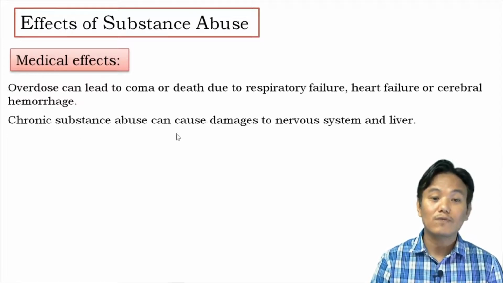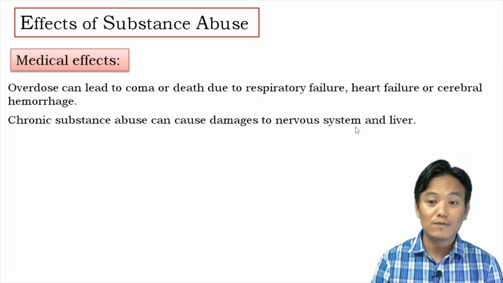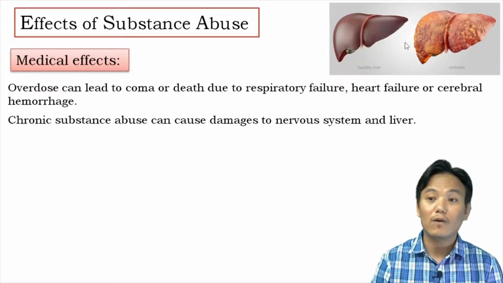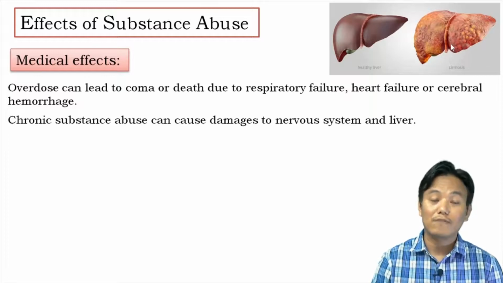Chronic substance abuse can cause damage to the nervous system and liver. For example, long-term consumption of alcohol can lead to cirrhotic liver. So here's a healthy liver and here's a cirrhotic liver. Long-term consumption of alcohol could lead to liver cirrhosis, which is quite life-threatening.